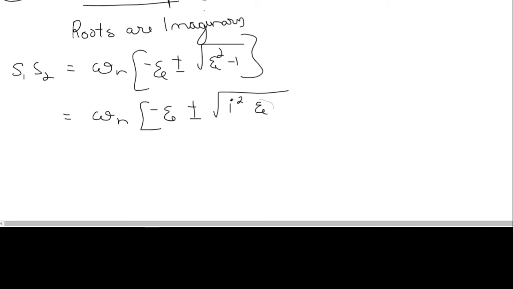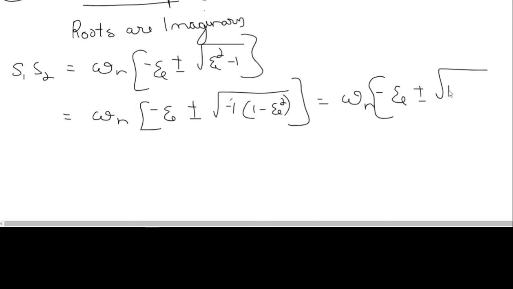If you don't know how the i square came, then we can write it as negative of 1 minus epsilon square. We know root of negative 1 is i and i square is negative 1. If you remember complex numbers, you know i is equal to root of negative 1 and i square is negative 1. So you can apply that here. So omega n times minus epsilon plus or minus root of, instead of negative 1, I am going to put i square, and 1 minus epsilon square.